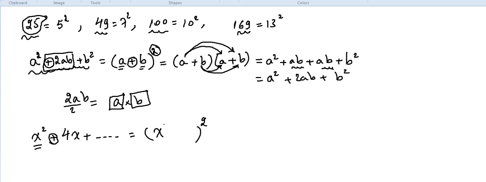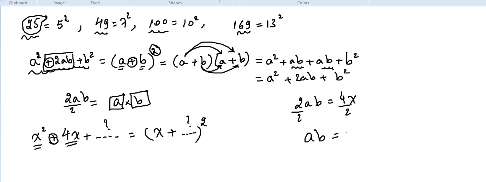And this sign is plus, right? What is left is this number and this number here. How can we find this number? Simply we take the middle number only. We take this one, which is 2ab. It means 2 times a times b is equal to 4 times x, right? When we divide the 2ab by 2, we get ab, which is 2x.